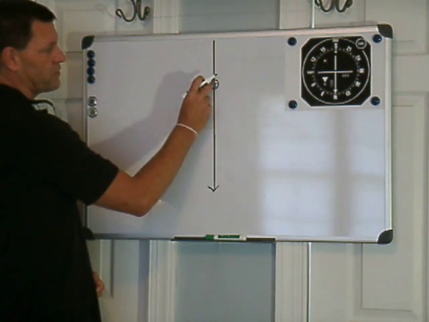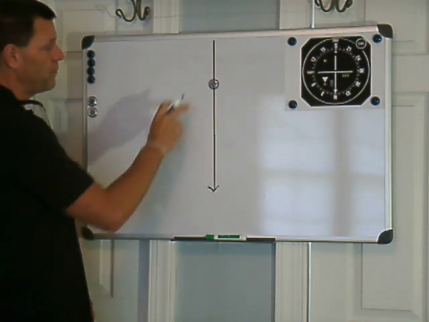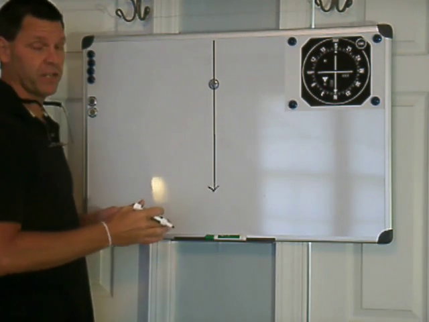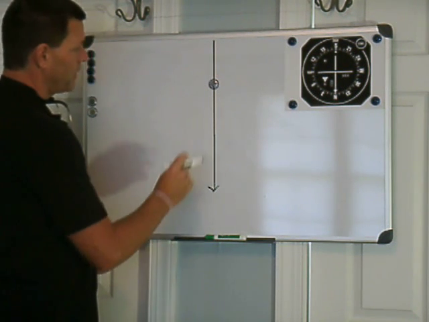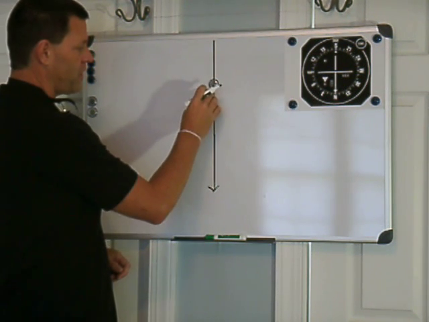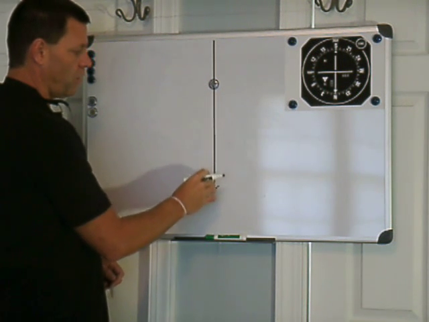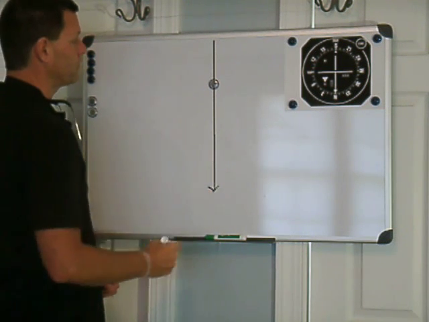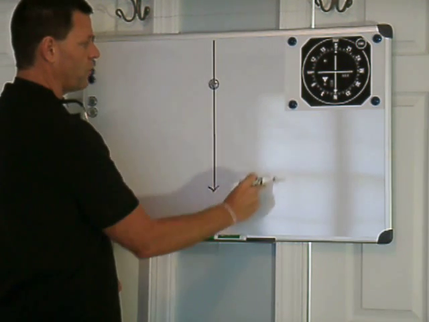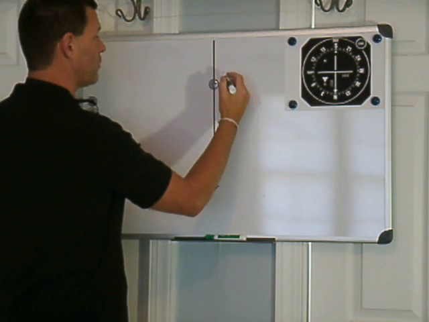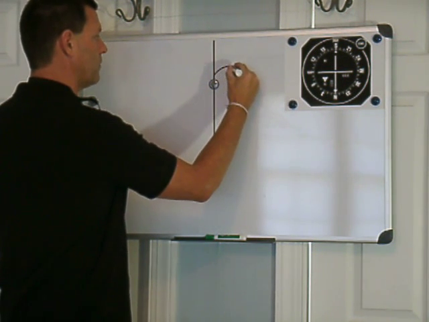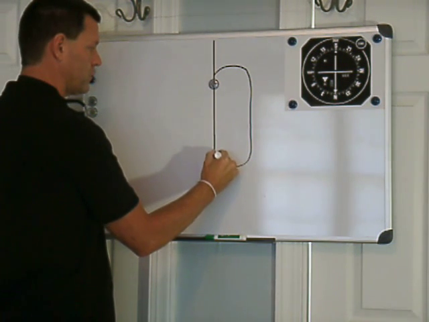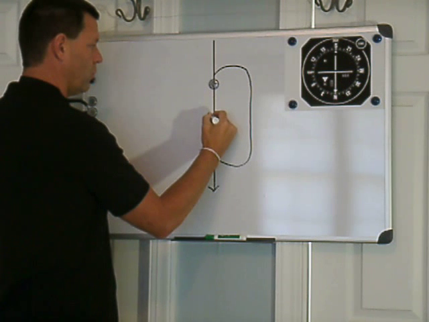What we use here is this magnet will be our fix. We'll say this is a VOR for the purposes of this particular presentation. And ATC has assigned you to hold south of the VOR on the 180 radial. We don't know where we are in relation to the VOR just yet, and we'll say we're using a standard holding pattern with right turns.